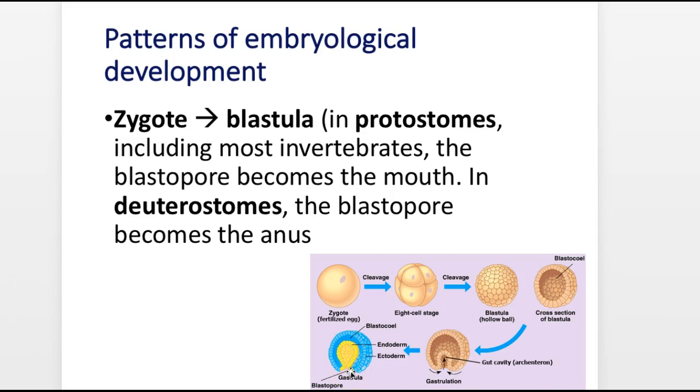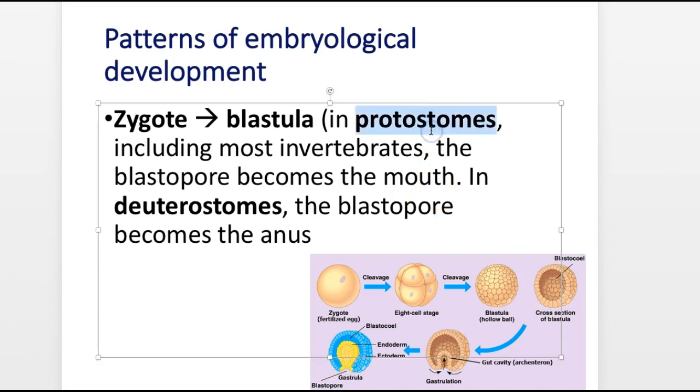Blastopore. So a blastopore for something called a protostome is going to turn into the mouth. So this little opening, this little caving in, is going to turn into the mouth. And this happens for most invertebrates. Remember, invertebrates do not have a backbone. They do not have vertebrae. For deuterostomes, for example, humans, this little initial caving in of the ball of cells eventually becomes the anus. So this is deuterostomes. Remember, human beings are deuterostomes.